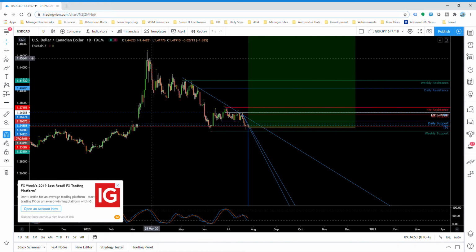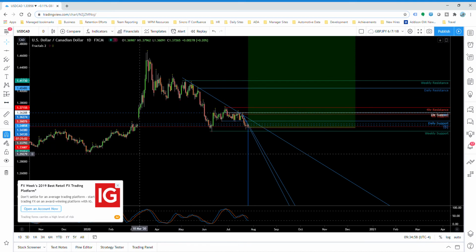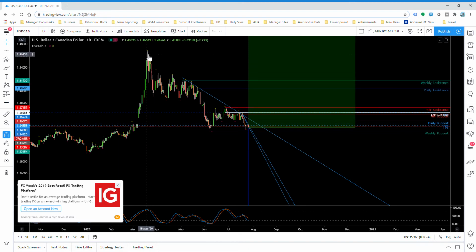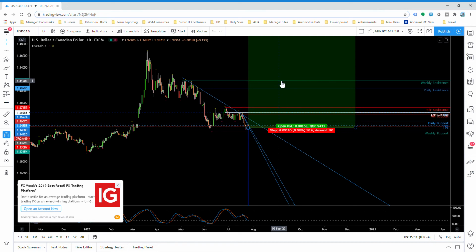And then it gave you this move back. So for you wave analysis folks, you have your A to B move here, A to B, and then this is your C down here. And we have our support and resistance already marked out in the multi-time frame analysis.